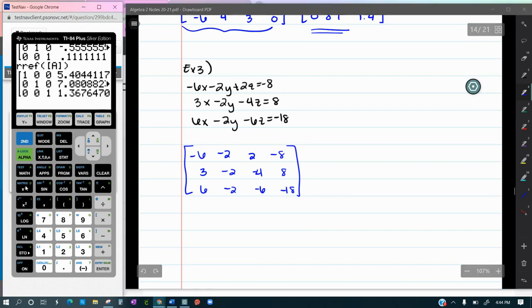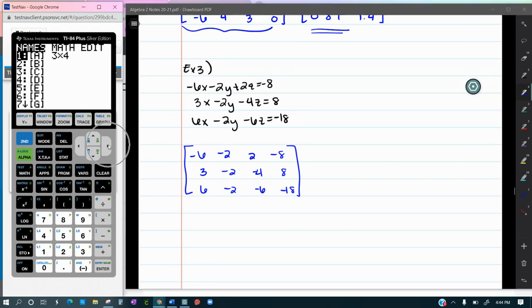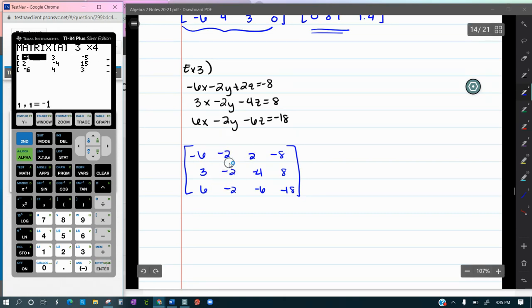So we need to go to second and matrix, move over to edit. I'm going to edit letter A again just because. This is still a 3x4, so we can just press enter twice. And now we're going to enter in these numbers. So -6, enter, -2, enter, 2, -8, and we're in row 2, 3, -2, -4, and 8, and 6, -2, -6, and -18. And make sure you press enter at the end.